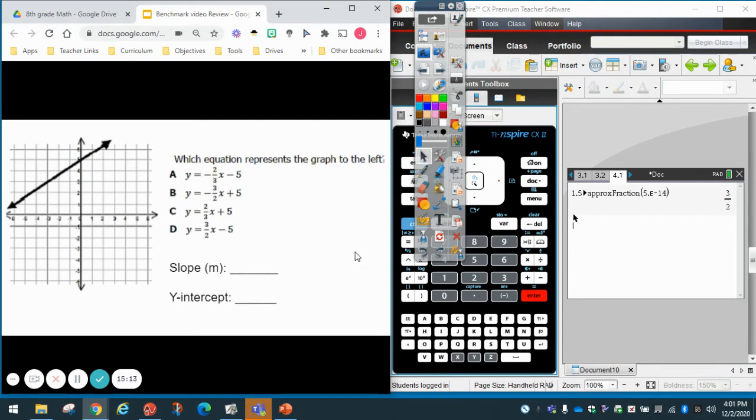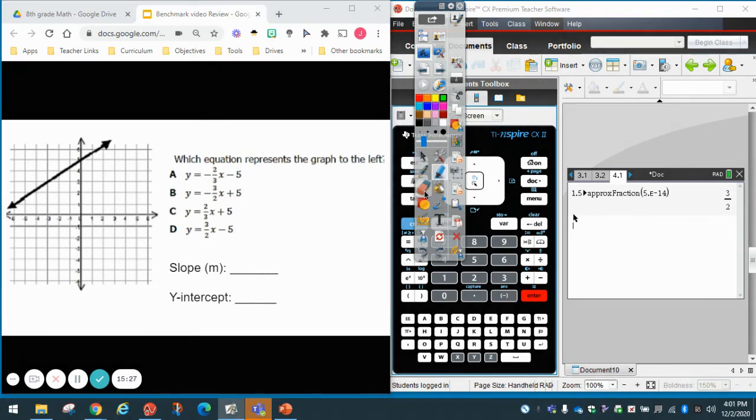Let's do one more. Go ahead and practice this one on your own. All right, it says which equation represents the graph to the left? So the first thing that we're going to do is highlight the y-axis to find the y-intercept. And so my y-intercept is going to be 1, 2, 3, 4, 5. My y-intercept is 5.